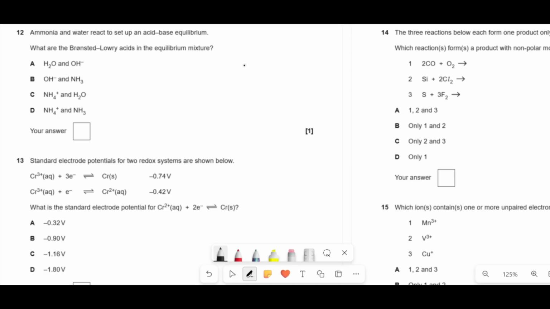Now it says ammonia and water react to set up an acid-base equilibrium. What are the Bronsted-Lowry acids in this mixture? So if we just have a quick look, ammonia and water. So NH3, they've told you that you're adding these two together, right? You can work on the question and just quickly work out what's going on.